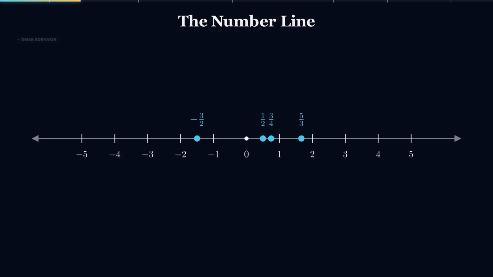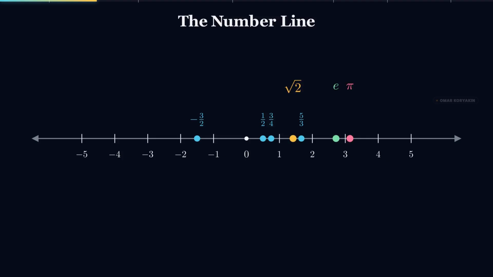Now the fractions, also called the rational numbers. A blue dot lands at 1/2, halfway between 0 and 1. A second blue dot lands at 3/4 of the way from 0 to 1. A third blue dot lands at -3/2, sitting between -1 and -2. A fourth blue dot lands at 5/3, just past the 1. Every fraction you can write with whole numbers on top and bottom has its own exact position somewhere on this line.